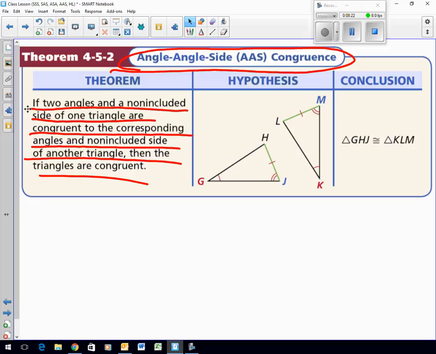This example, HJ and LM are not included between the congruent angles. Okay. But nonetheless, we can still conclude that the two triangles are congruent, provided that the two pairs of angles are congruent and the non-included sides are congruent as well.